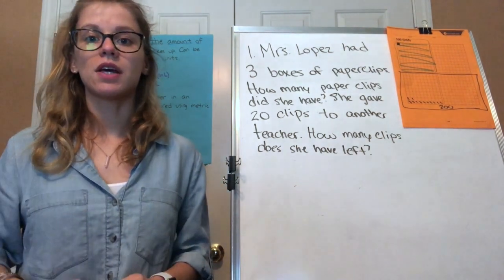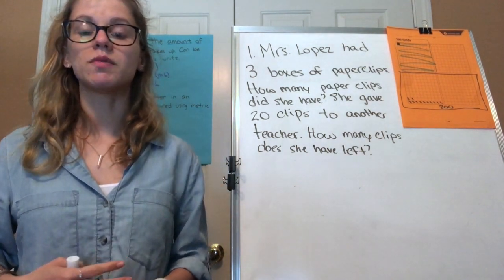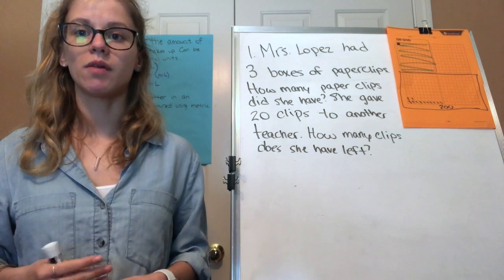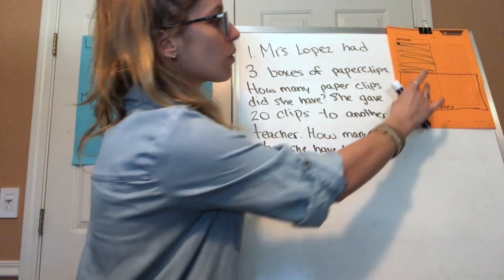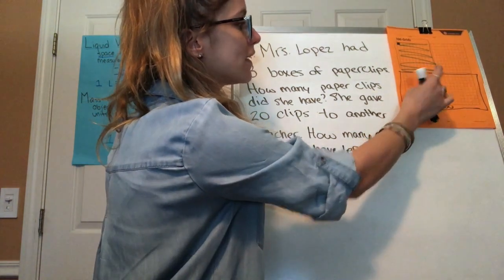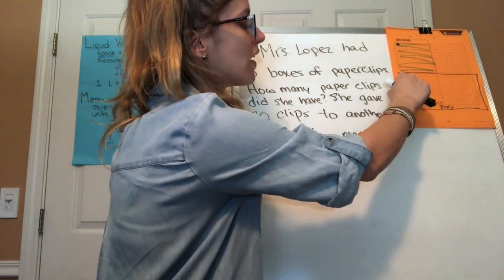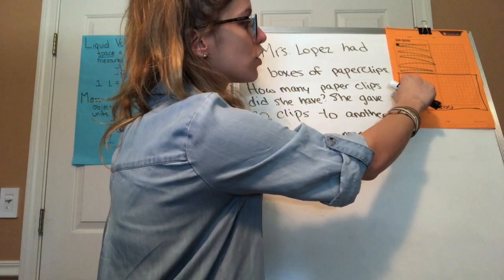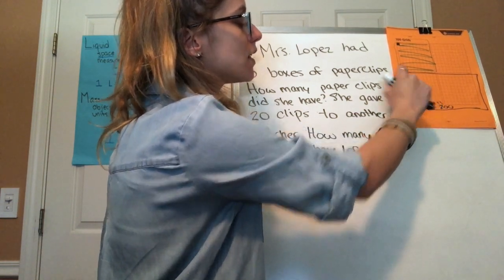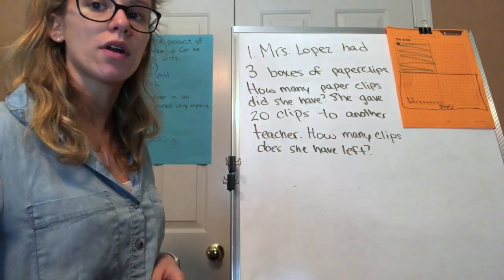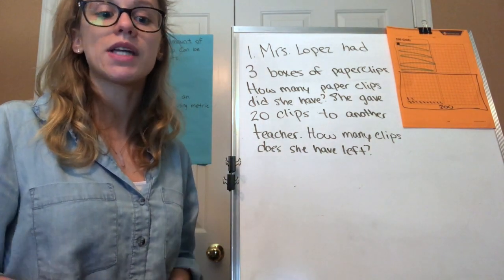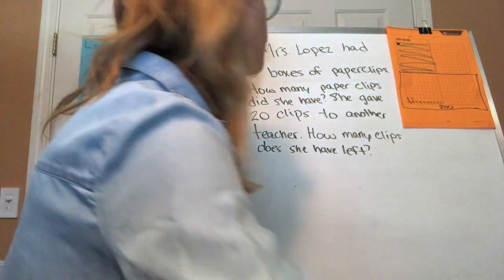For your have-to today, you're going to be working on problems that involve boxes of paper clips. What I want you to remember is, if you're using the 100 grid, each grid is 100, and each cube on the inside is equal to 1 paper clip. We're going to go over number 1 on our have-to, and I'm going to show you exactly how I expect you to solve this.